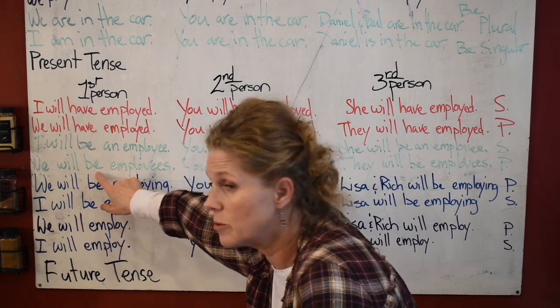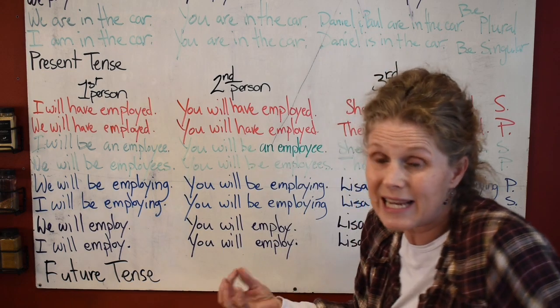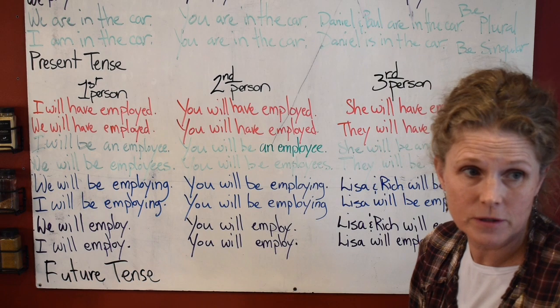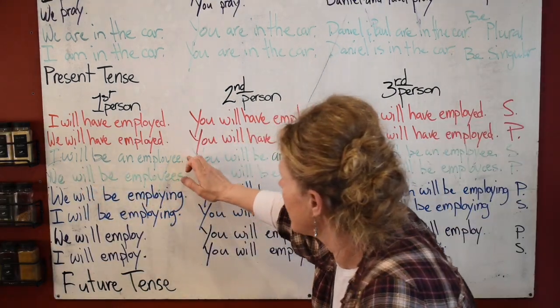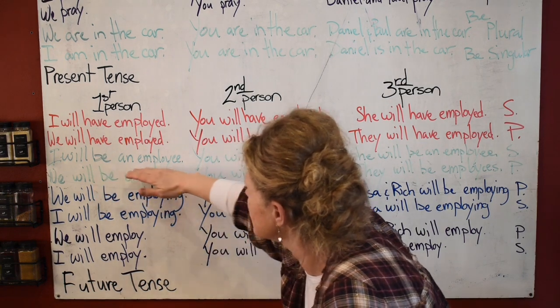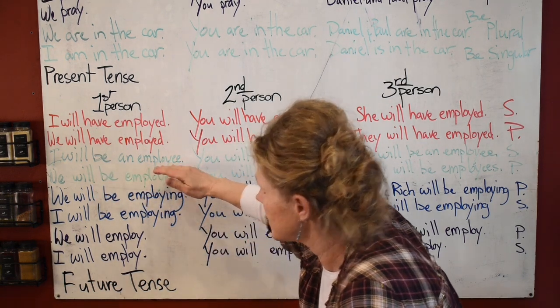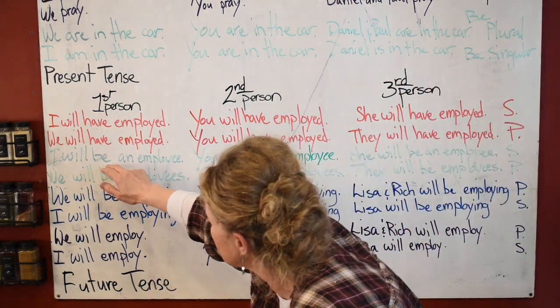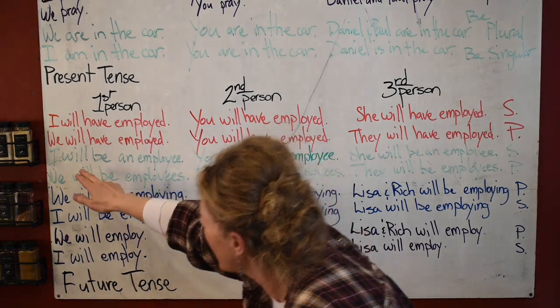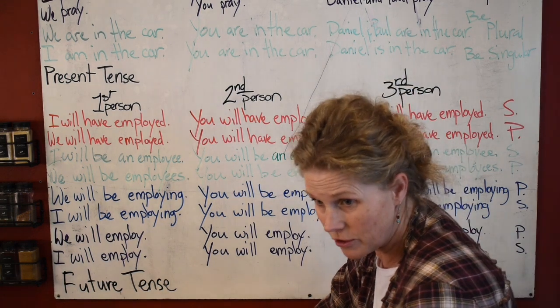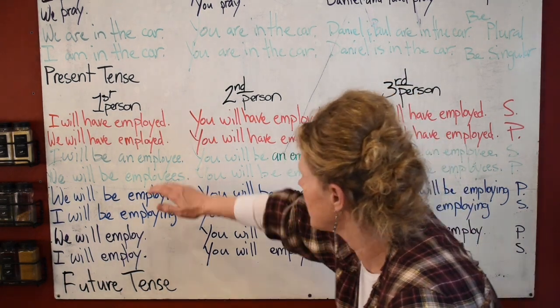This be is not doing that because it's its very own word. It can stand by itself. Just like have. Have can stand by itself. I will be an employee. Right here, this is saying this is a predicate nominative. So that means this be verb is a linking verb. But you have to use the word will to make it go into the future, right? Mm-hmm. I will be an employee.